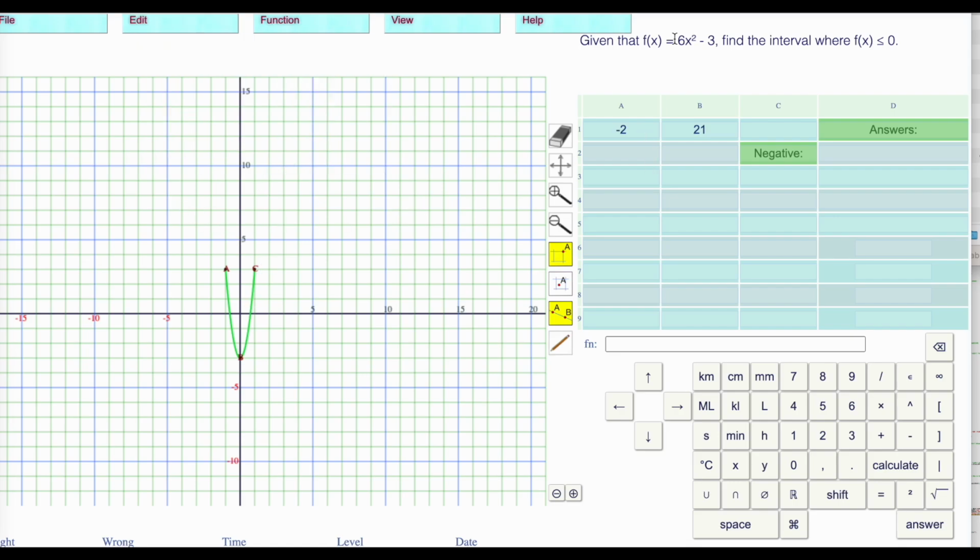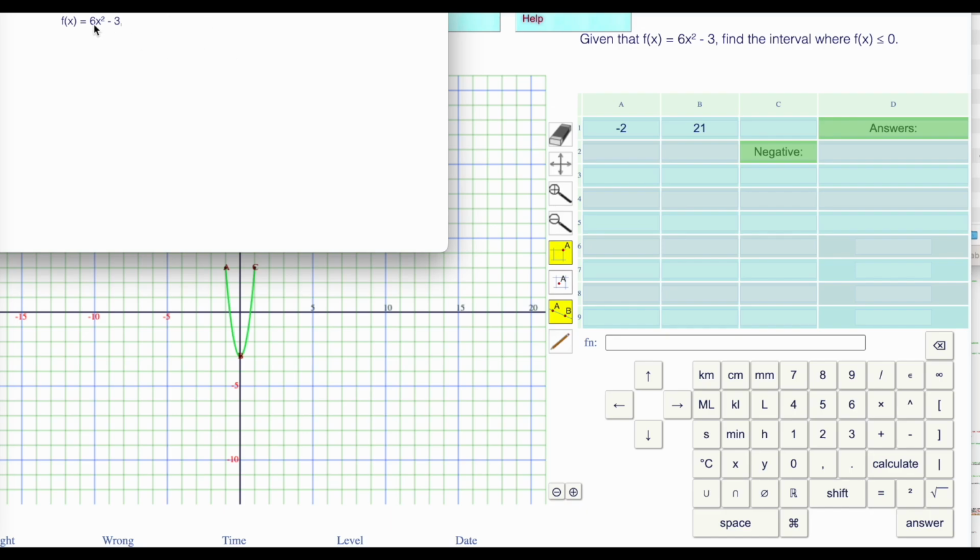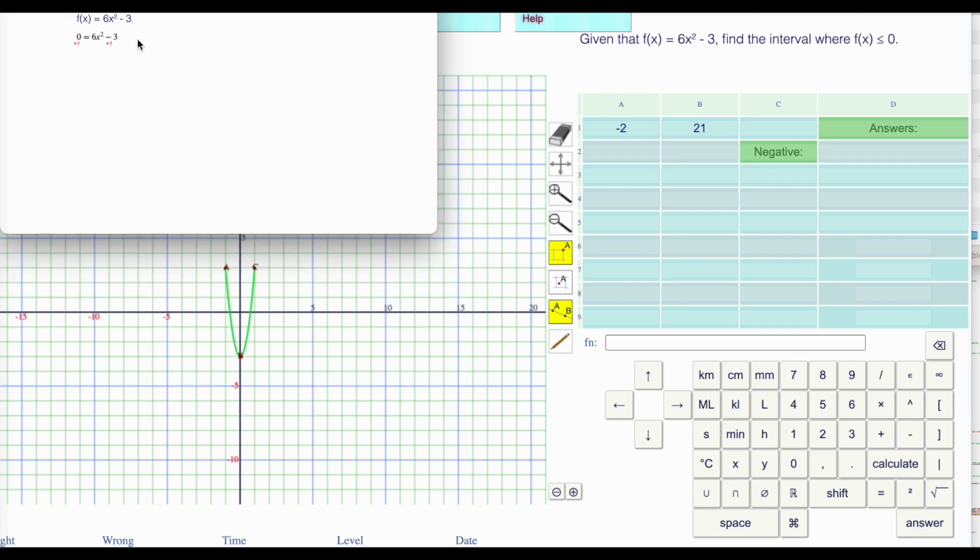It's opening like that. And they want to know, well, when is it negative? When is it less than 0? So between this 0 and that 0, we need to find the zeros. To find the zeros, I'm going to set the y equal to 0, like that, and then solve for x. I'm going to add 3 to both sides, and that gives us 3 is equal to 6x squared. The 6 is multiplying the x squared. I'm going to do the opposite. I'm going to divide both sides by 6.